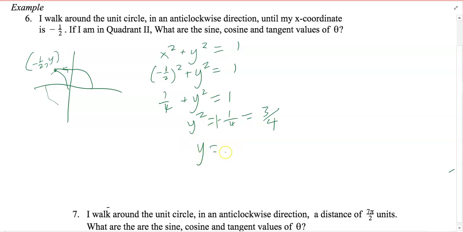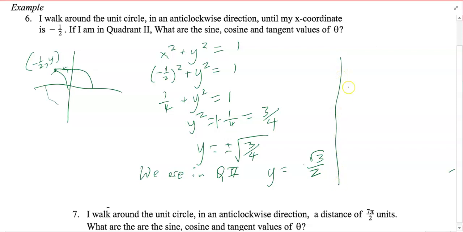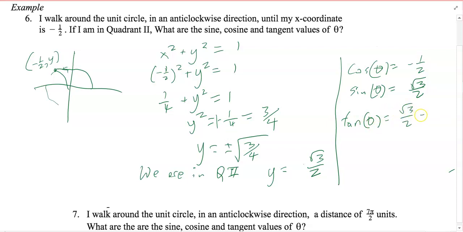So y, take the square root of both sides, will be equal to plus or minus radical 3/4. But because we are in Q2, then our y will be positive, so y will be equal to plus radical 3/4, which is radical 3 over 2. So we found y, and we have x, and so we want the sine, cosine, and tangent. So our cosine theta will be equal to the x value, which is negative 1/2. Our sine theta is our y value, which is equal to radical 3 over 2. So tan theta is sine over cosine, radical 3 over 2 divided by negative 1/2, which is going to be equal to negative radical 3. And that's our answer.